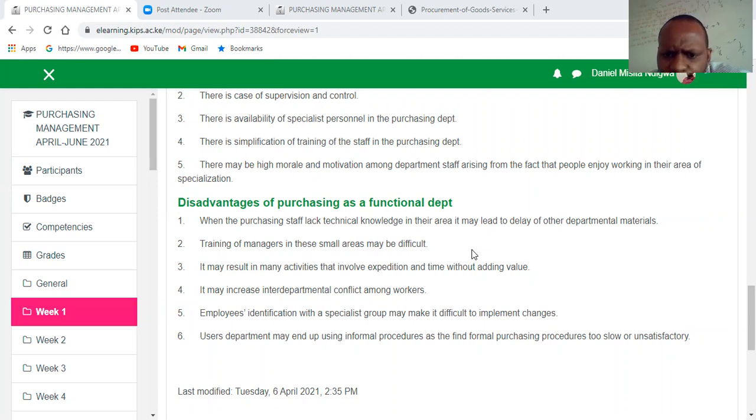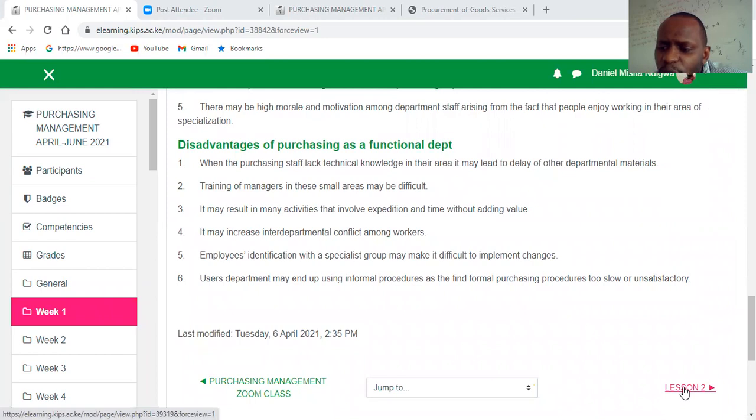It may increase interdepartmental conflict among workers. So at the end of the day, you realize that people will be conflicting within the organization, and this might bring issues. Employees' identification with a specialist group may make it difficult to implement changes. So sometimes implementing changes might be very difficult because people are rigid to change, and this might affect various activities or issues within the organization. User departments may end up using informal procedures as they find purchasing procedures too slow and unsatisfactory. So that process might be very slow, and it might affect the whole process of procurement.